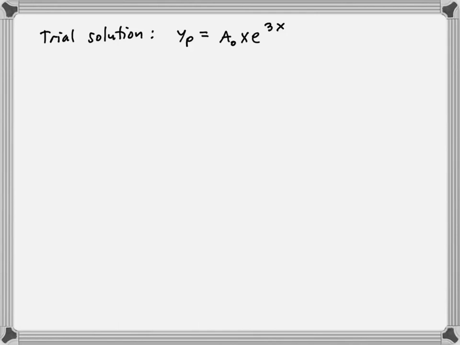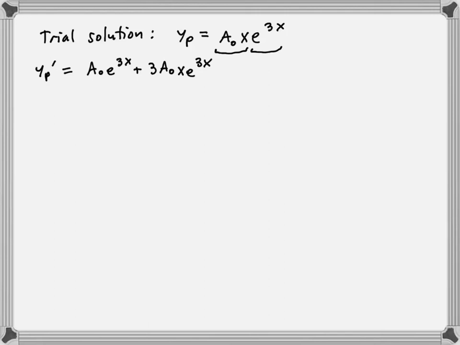So what I'm going to do now, again, is plug yp into our differential equation, and to do that, I need to take a couple of derivatives. So what's yp prime? To do this, I'm going to need to do the product rule, right? So it's going to be the derivative of the first. I'm going to look at the product like this. The derivative of the first times the second plus the first times the derivative of the second. So I know I'm going to have an extra 3. So it's going to be 3 a naught x e to the 3x.